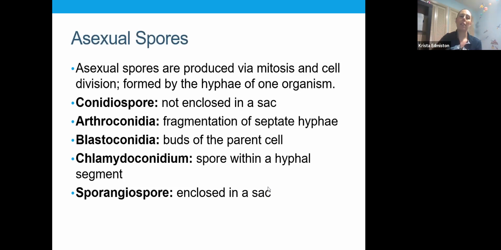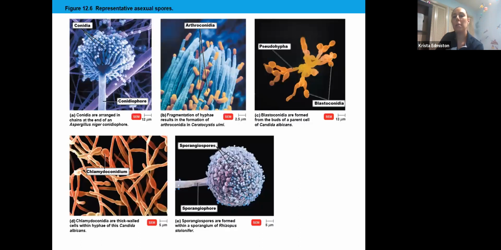We define these asexual spores depending on what kind of structure the spores are made in. I'm going to show you the picture on the next slide. This is just a description of the actual structures you'll see. When you looked at some of these under the microscope, the ones you got from wherever you opened your plates, you may have seen some of these.